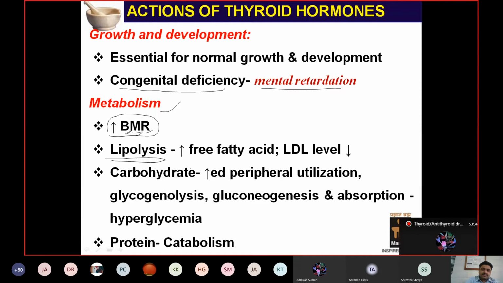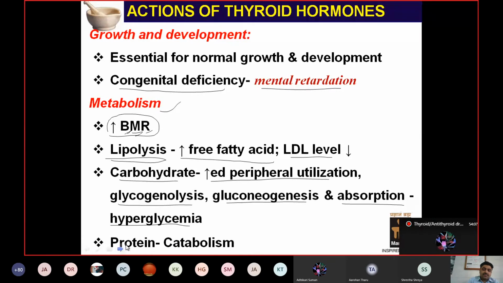It breaks down protein and increases free fatty acid. LDL level is decreased. Carbohydrate: generally, it increases peripheral utilization. Glycogenolysis and gluconeogenesis are increased. Absorption is also increased, and there will be hyperglycemia because the thyroid hormone increases the BMR. When metabolic rate increases, you can correlate all these actions with the BMR.